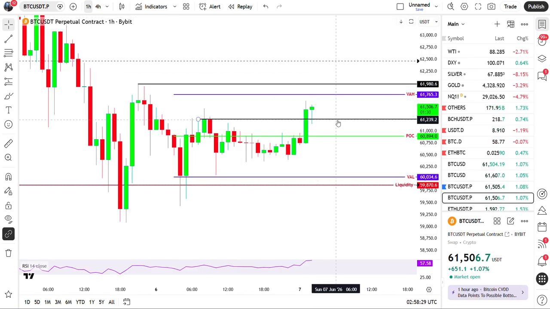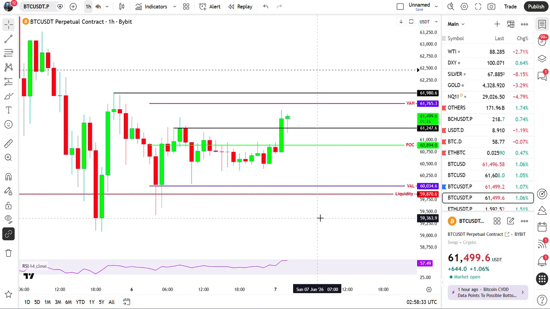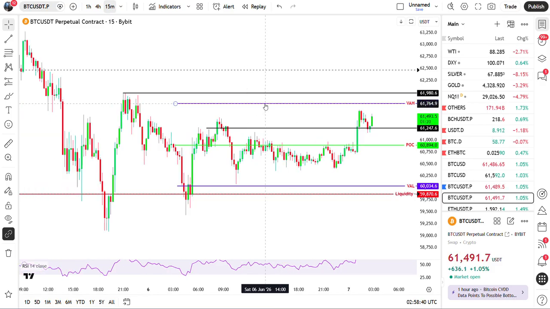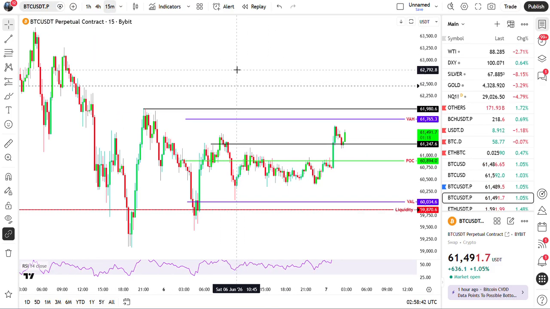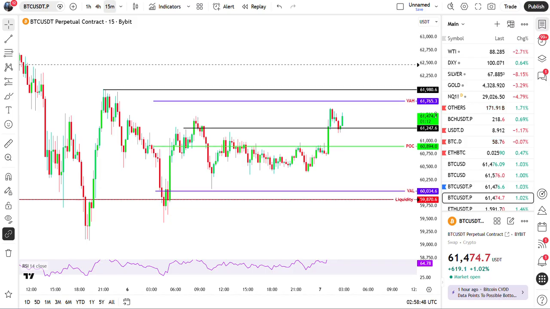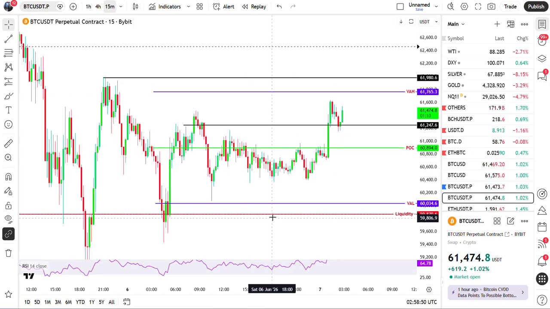So what I'm looking at now, I'm looking at the market structure on a low time frame to change. And once that changes, we can confirm an uptrend, and bullish fair value gaps will be highly probable. At the moment, it's still shaky at this level.